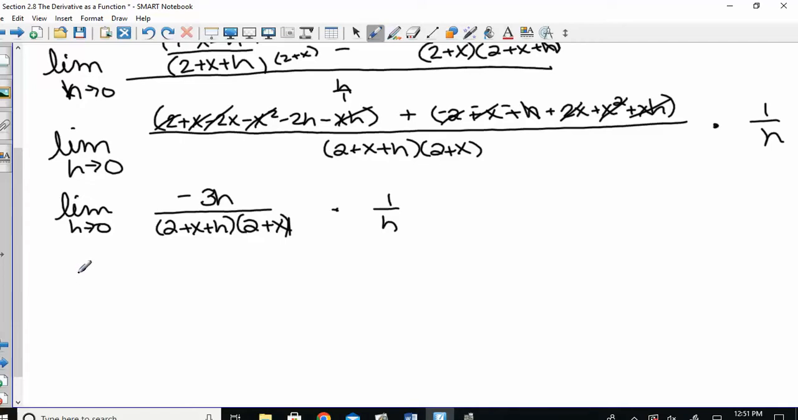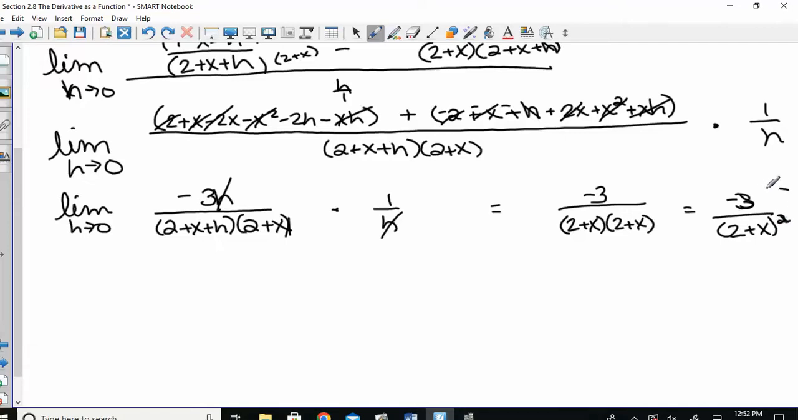Now what happens? And so then we can plug in a 0 for h, so we get negative 3 over 2 plus x times 2 plus x, or negative 3 over 2 plus x squared.